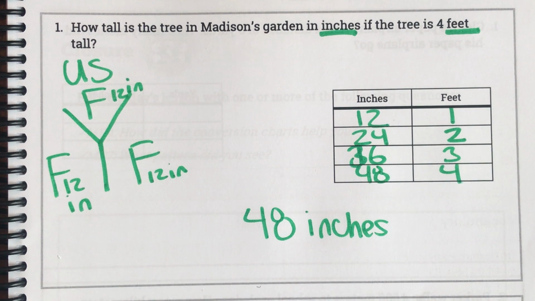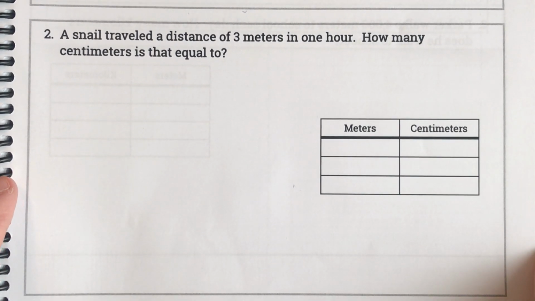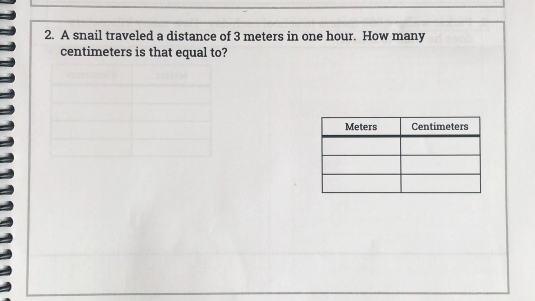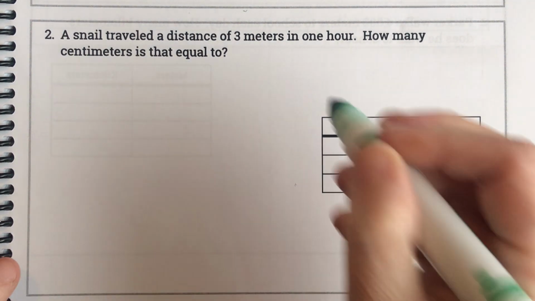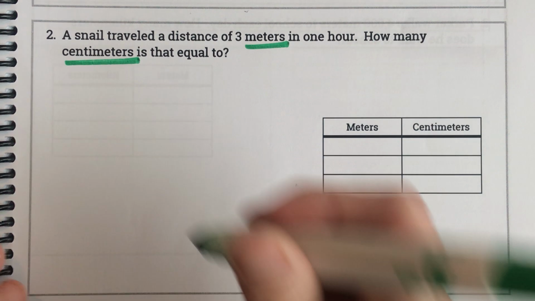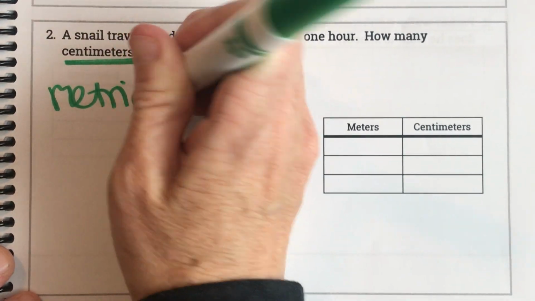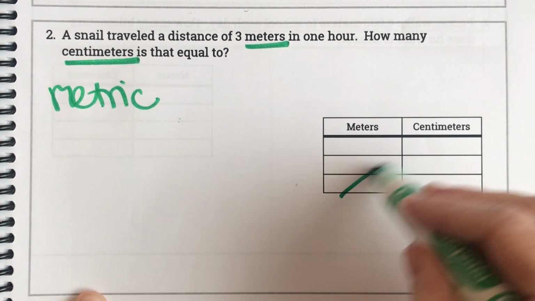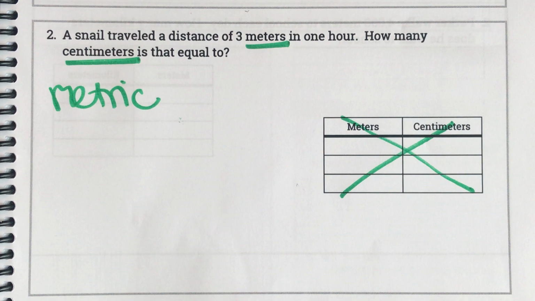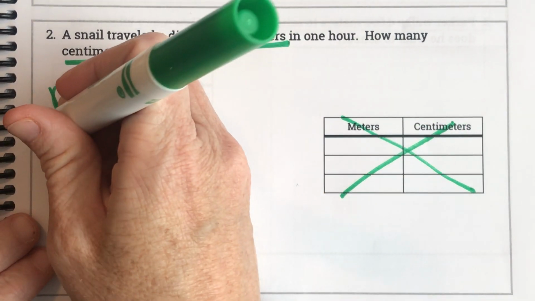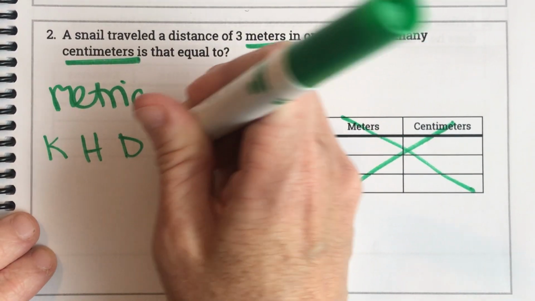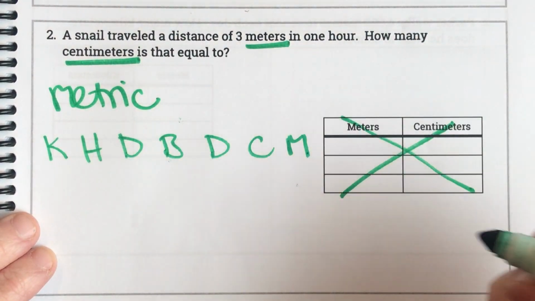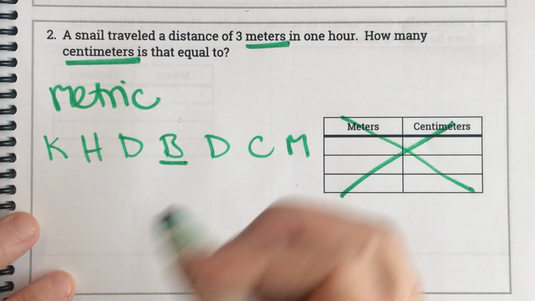Okay, let's look at our next one. A snail traveled a distance of 3 meters in 1 hour. How many centimeters is that equal to? Okay, so we first have to determine what system are we using. I see meters and centimeters, which tells me I'm using the metric system. For the metric system, I don't recommend using the charts because it's really hard to memorize them. I recommend we use King Henry died by drinking chocolate milk. And our base measurement is meters.